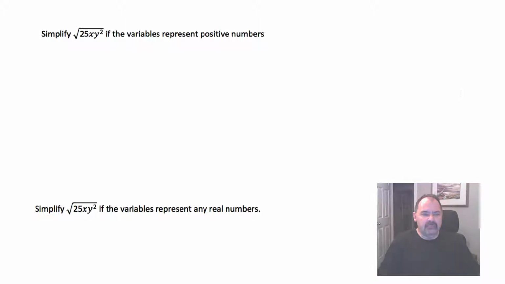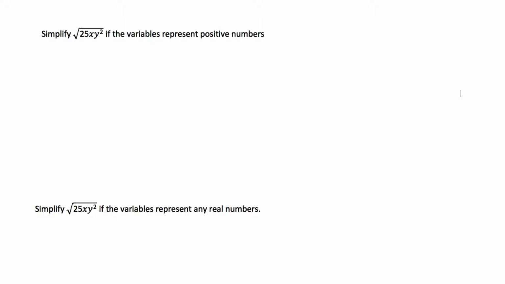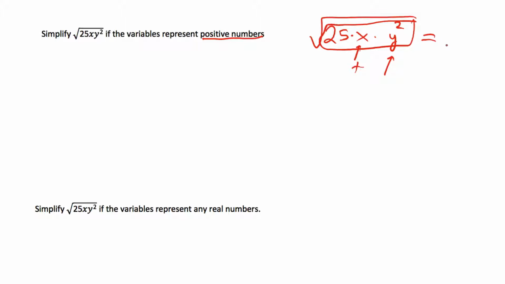All right, here's an example. We want to simplify this expression, and we're told that the variables represent positive numbers. Now, this information is important because it can affect whether our expression is defined or not. If we just look at this, we have our 25 times our x, which is positive, times y, which is positive, and so y squared is positive. We have the multiplication of numbers which are all positive, which means we're square rooting a positive number, which we know we can do. We know that would be defined. All right, so full steam ahead.